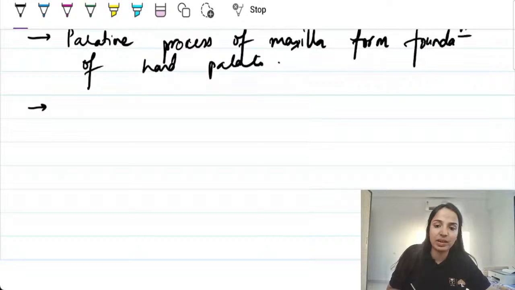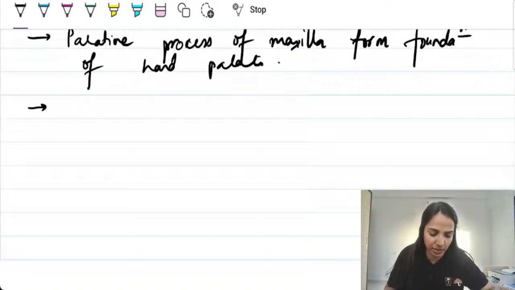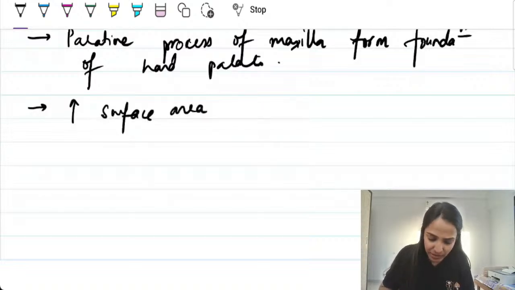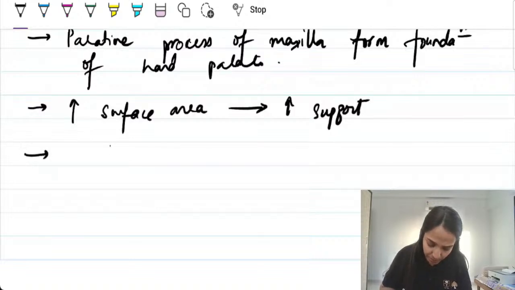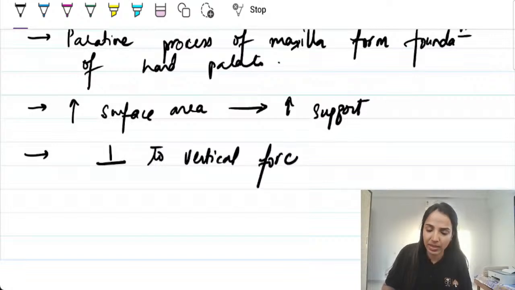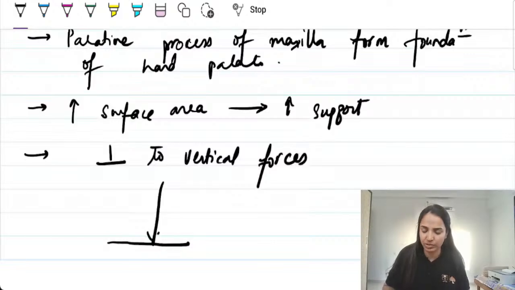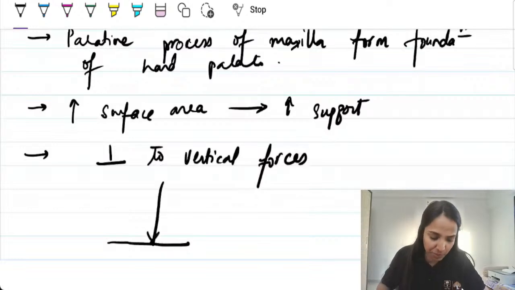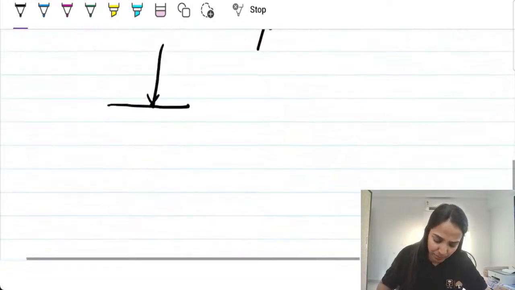Now, why would you consider that the hard palate is your primary stress-bearing area? Why should it be the primary stress-bearing area? First and foremost, it has a good amount of surface area, and when there is an increase in surface area, it increases support. The second reason is that it is perpendicular to vertical forces. When something is perpendicular to the forces, it is able to absorb and disperse those forces better. Because of this property, it is able to provide you better support.